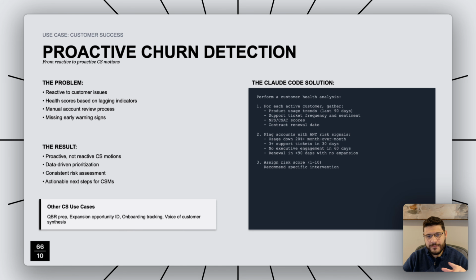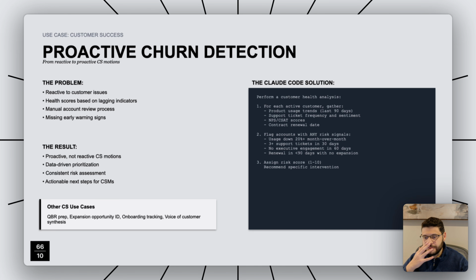This is a use case for the customer success team. I think a big thing is the proactive churn detection that we've been seeing. So the main problem we have right now is churn is very reactive, right? So you're reacting to customer issues, health scores based on lagging indicators, manual account review process, and missing early warning signs. When you create an implementation with Claude Code that is able to result in a proactive approach, you can have a very data-driven prioritization method. You can get consistent risk analysis and then actionable next steps for your customer success team.